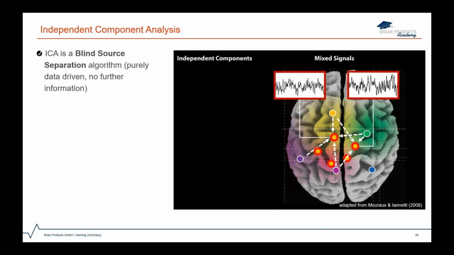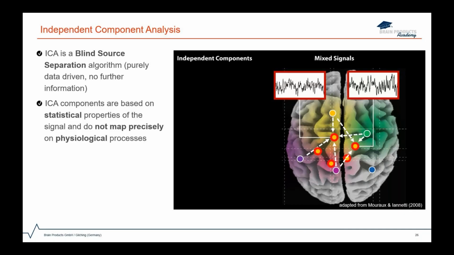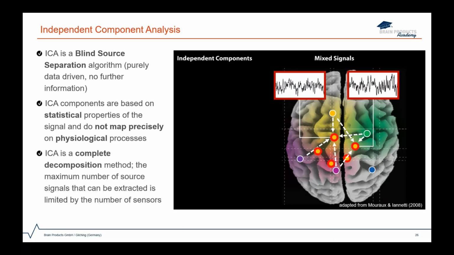So ICA is a blind source separation algorithm, which is purely data-driven, and ICA components are based on statistical properties of the signal and do not map precisely on physiological processes. And further, ICA is a complete decomposition method where the number of maximum signals that can be extracted is limited by the number of sensors that we have available.